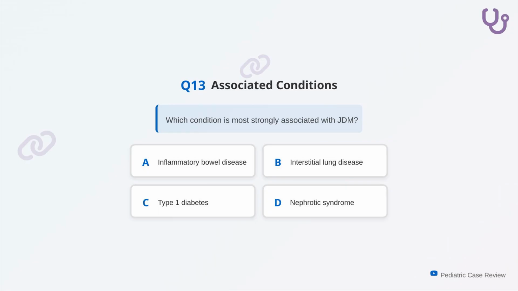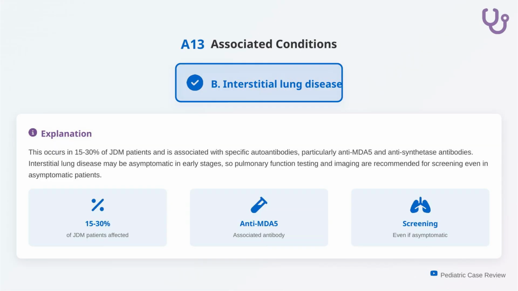Which condition is most strongly associated with juvenile dermatomyositis? A. Inflammatory bowel disease. B. Interstitial lung disease. C. Type 1 diabetes. D. Nephrotic syndrome. The correct answer is B.